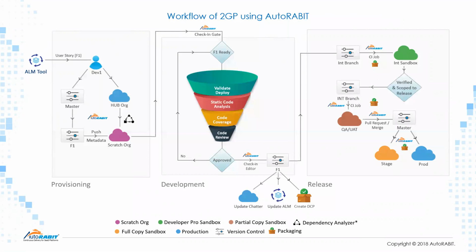So in the same line, you would move from your integration branch to your integration sandbox, to your QA sandbox, and finally you would move it into your production. This is where the DCP, the developer control package, can be leveraged in order to install or upgrade applications in your production environment on the fly without depending upon a release schedule.